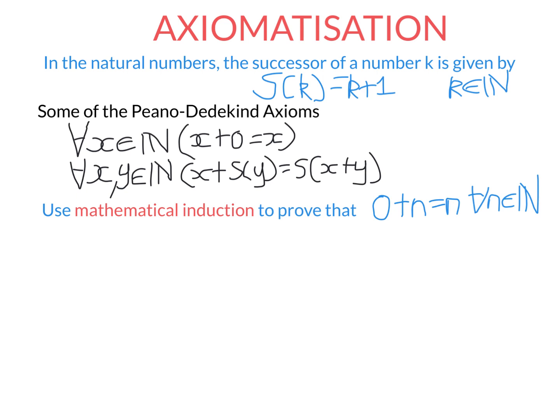Well, mathematical induction is like having a set of dominoes. So what we do is we prove that the first domino falls, then we prove that if any domino falls, the next one falls.